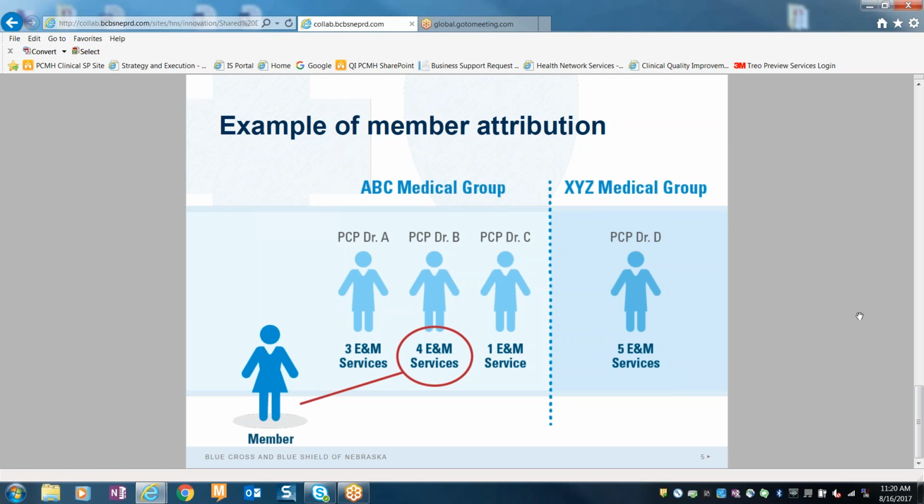Okay, so a question just came through on the chat from Laura, and it says, it's my understanding that someone must be a member for 7 months to count.